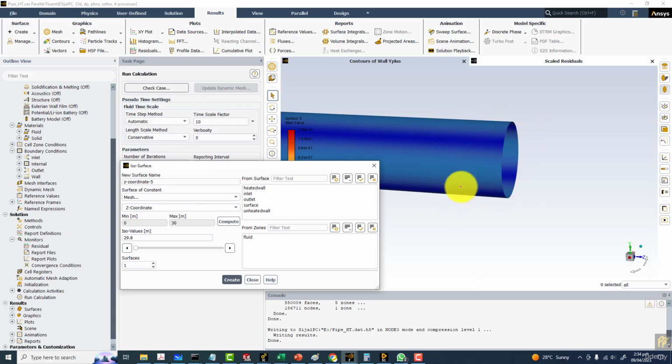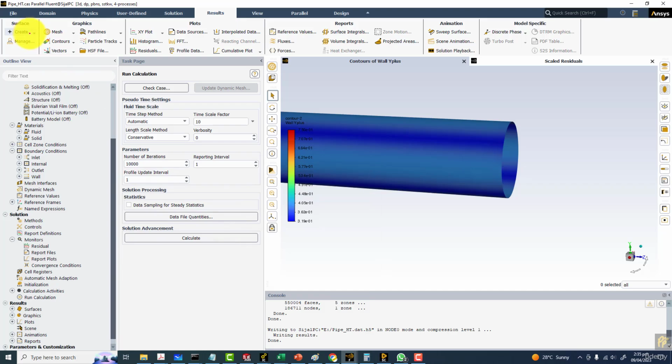The second thing we want to create is a line, a circular, circumferential line, on which we will be finding the surface temperature. And that we create from the heated wall. Again the same thing, but this heated wall is from 20 to 30 meters, and again the value is the same, 29.8. And this time this is the line. So the surface and the line.